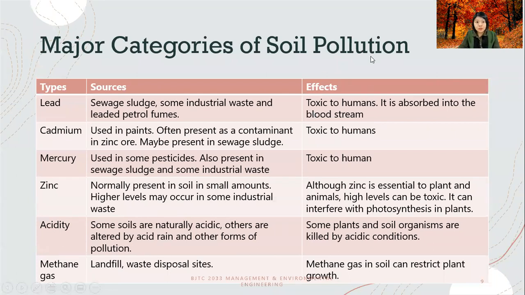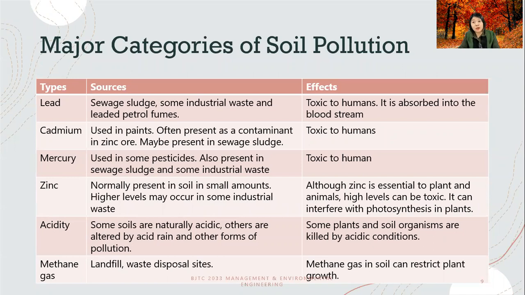water. So these are the major categories in soil pollution. These are all the types, or we say the pollutants, that cause soil pollution. So we have lead, cadmium, mercury, zinc, acidities, and methane gas. Okay, so where do they come from? First, it comes from sewage sludge or some industrial waste, and then paint. Sometimes after we paint our house or paint something, where we throw it, sometimes we don't dispose of it in a good way.